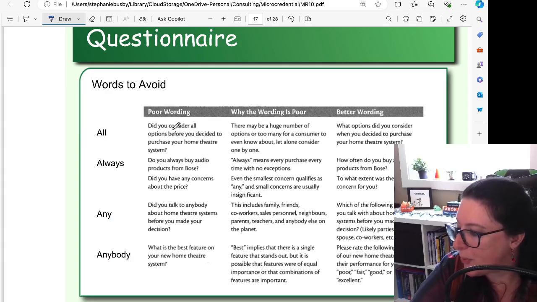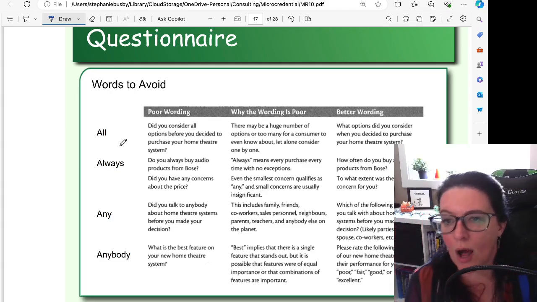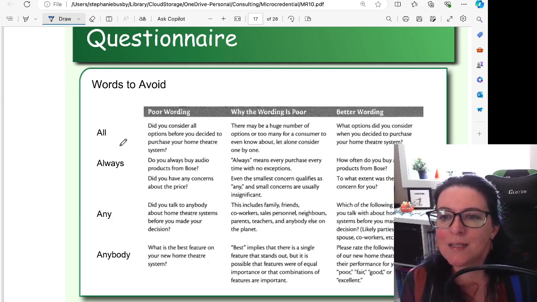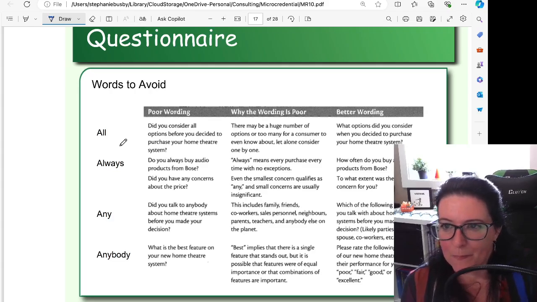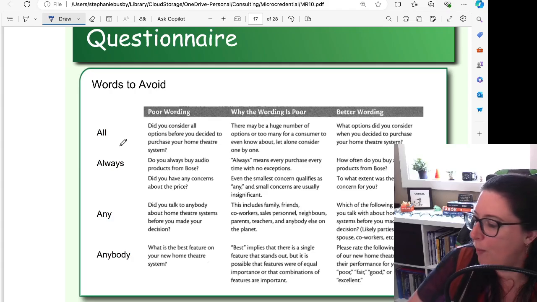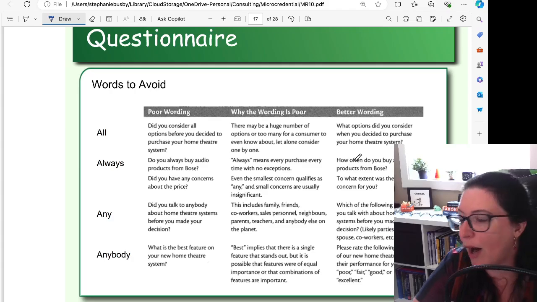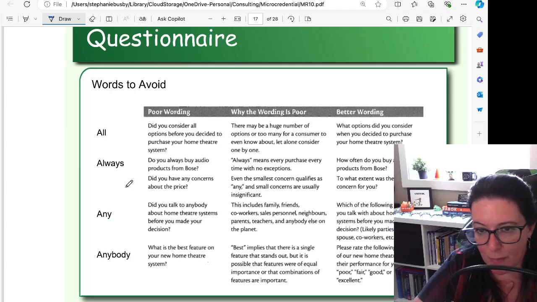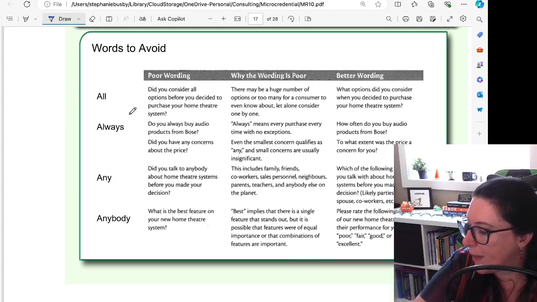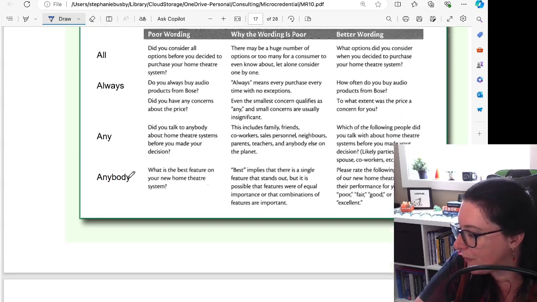So for example, do you consider all options? Well, the problem is no one considers all options. So asking about all or always doesn't make any sense, because it's never all or always. So in other words, better wording is to ask things like, what options do you consider, or how often do you do something, not having them say, yes, I always do something. Okay, so be careful about that generalized language. That's what we're talking about here.